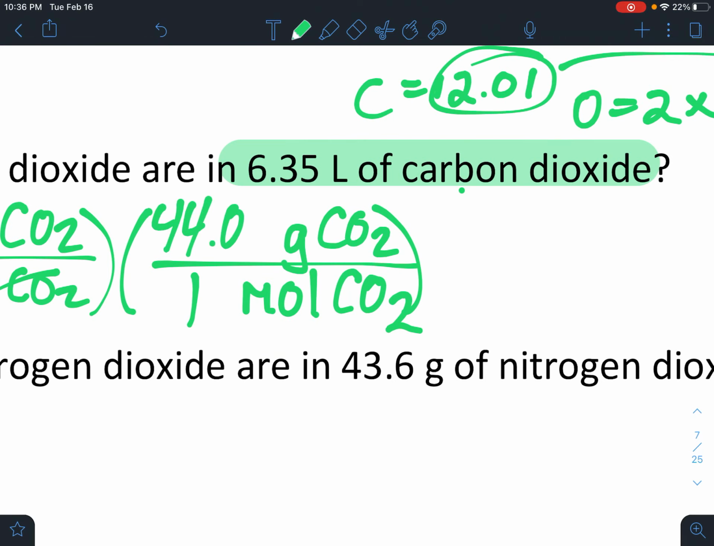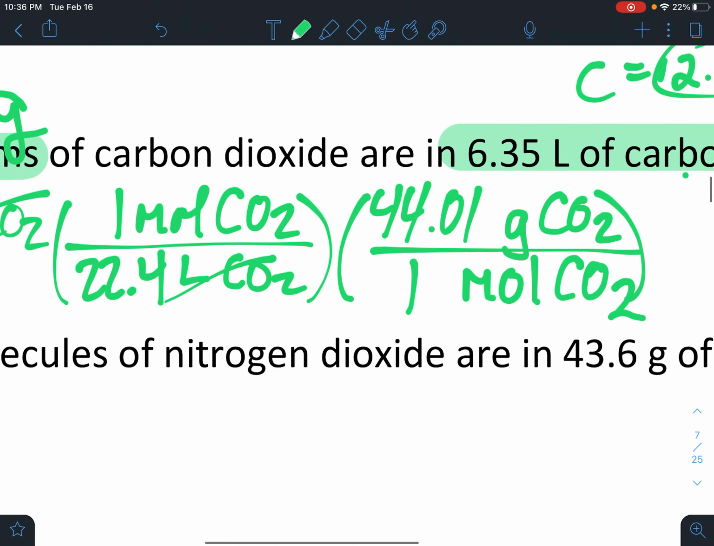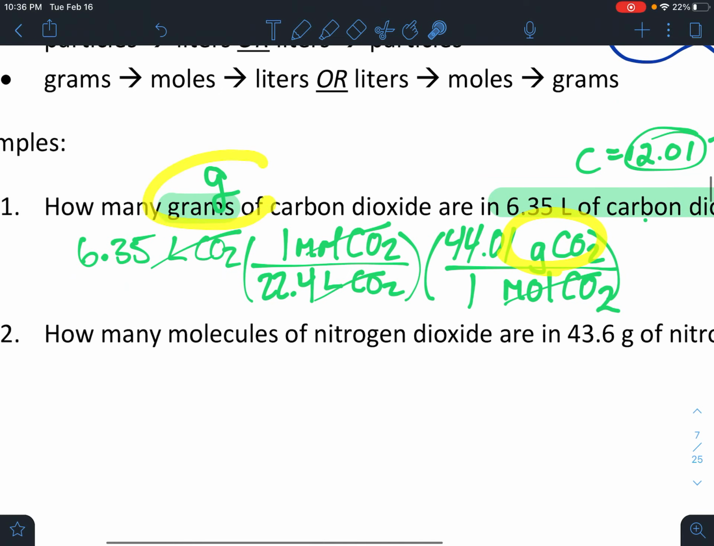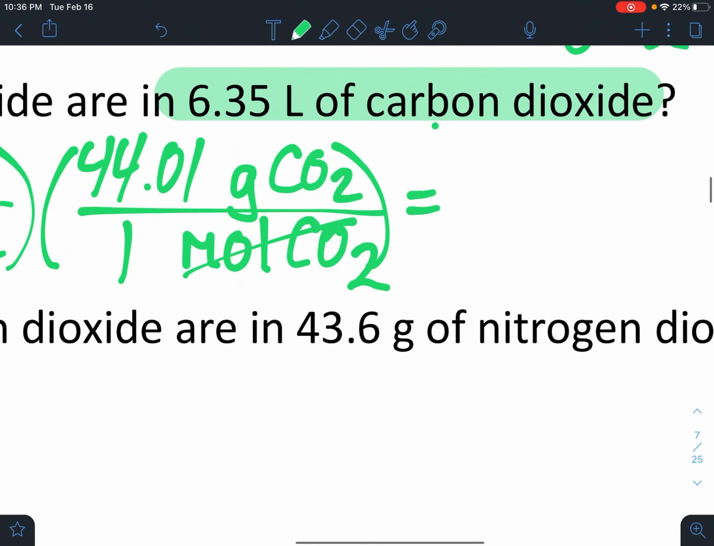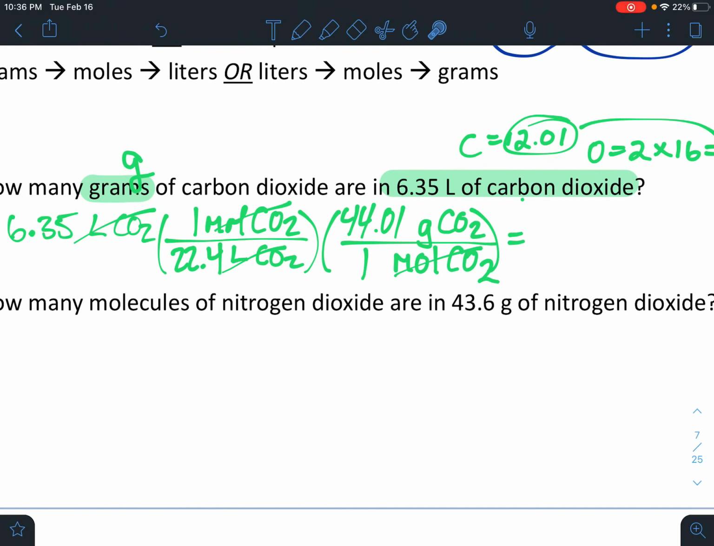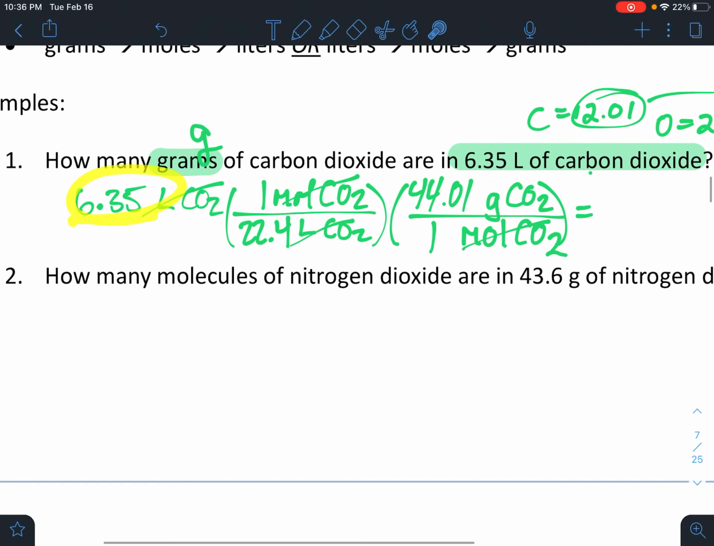So 44.01 grams per mole. Our moles are able to cross off because we have one in the top and the bottom. We're left with grams, which is exactly what the question asks for. So at this point, we are ready to solve. So remember, you multiply anything in the numerator, you divide by the denominator.